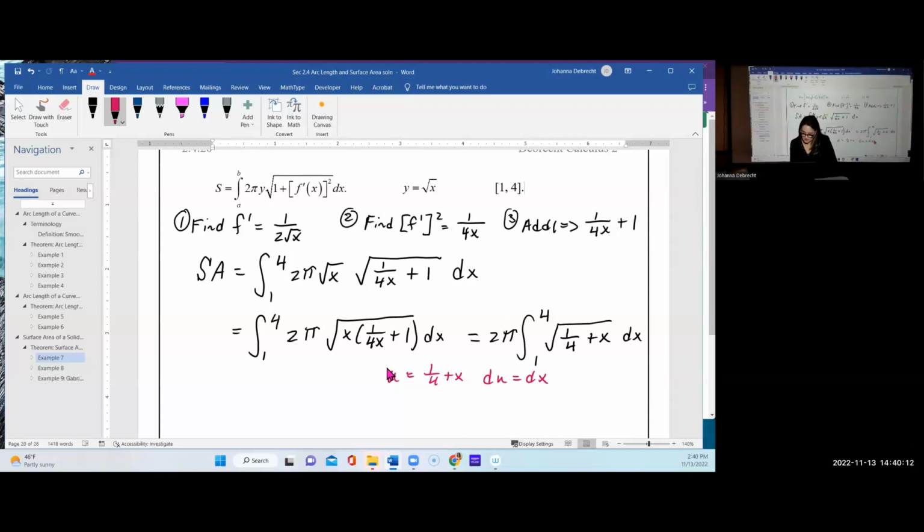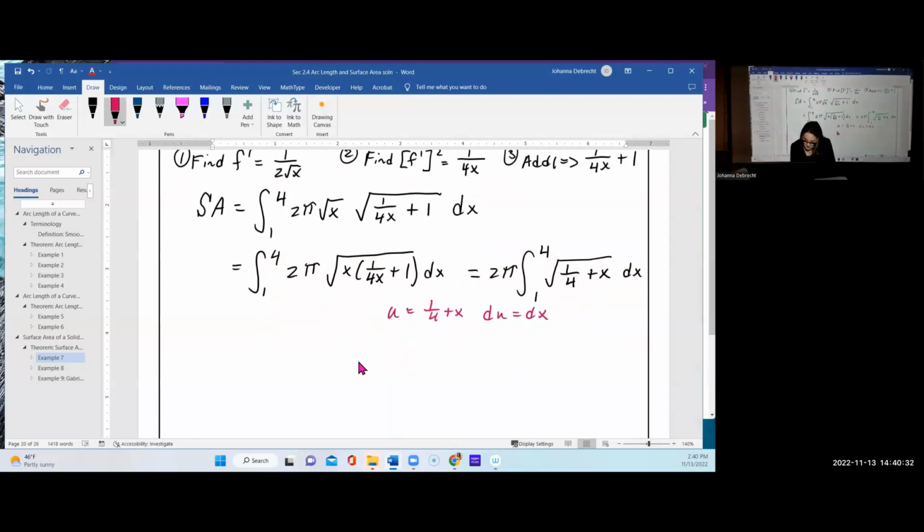Now, if we want to change our limits of integration, we can do that. In this case, they're going to become fractions and you may not want to go there. So you may want to just leave them as x values and go back. Totally up to you, whichever way you want to go. I'm going to go ahead and switch mine just because I feel like it. So when x equals 1, u equals 1/4 plus 1, which would be 5 over 4. And when x equals 4, u is going to be 1/4 plus 4, which would be 17 over 4.